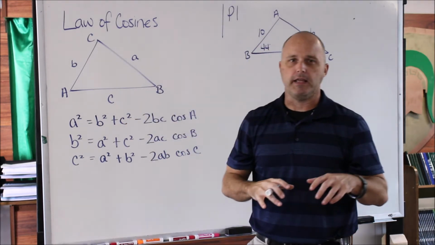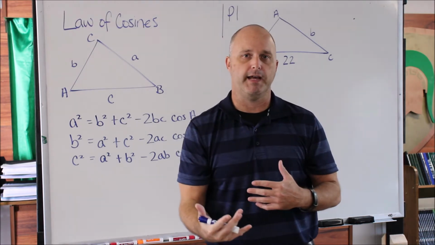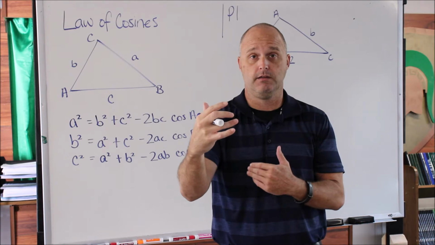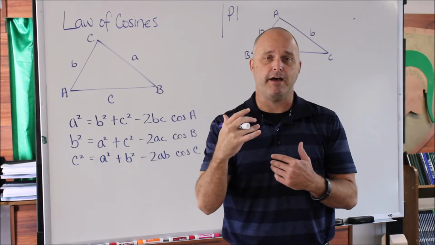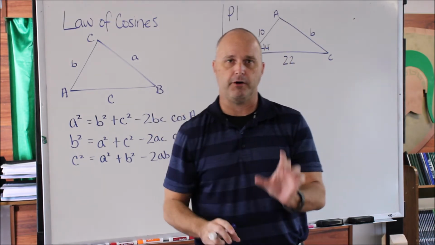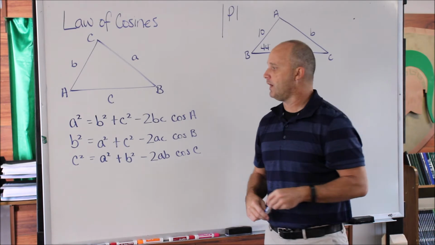What we're looking at is, what if we don't have all the information that we had for sines, where we had everything for a pairing? What if we only have one piece here for this pairing, one piece here for this pairing, and one piece here for this pairing? That's when we're going to use the law of cosines.